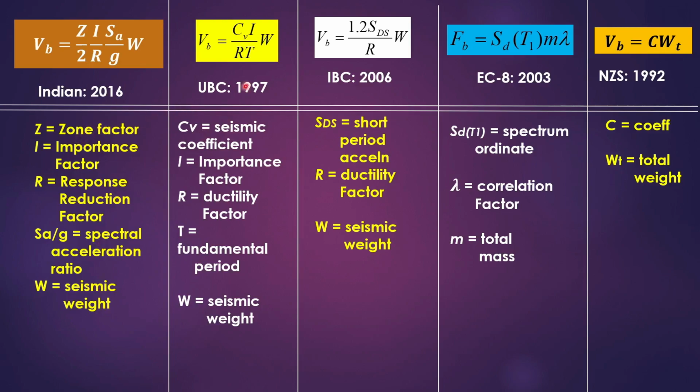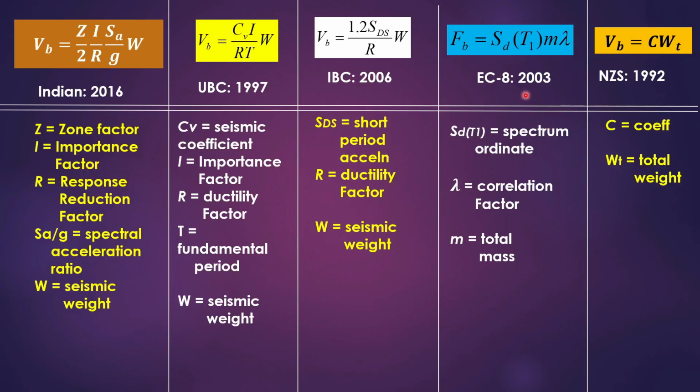Most of the parameters will be common in other codes also. In UBC, the importance factor is common. R is given a new name, ductility factor, and a new parameter T is introduced here, the fundamental period. For the IBC 2006, the acceleration is given through SDS, the short period acceleration, and the remaining parameters are the same as in the Indian code.